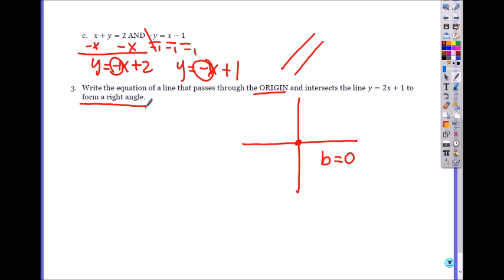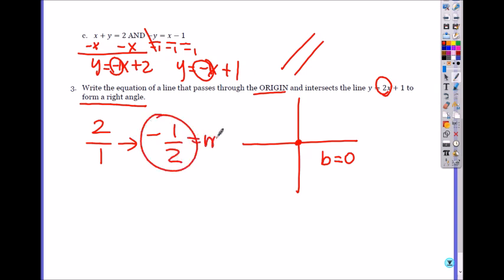If it forms a right angle, that means they are perpendicular. So it should be a slope perpendicular to 2, right? So 2 is 2 over 1. It's opposite, so it's negative. And when you flip 2, what does it become? 1 over 2. So that is M, and that is B.